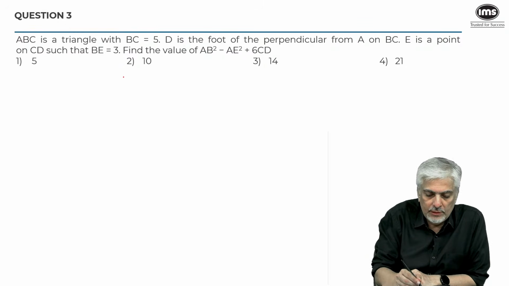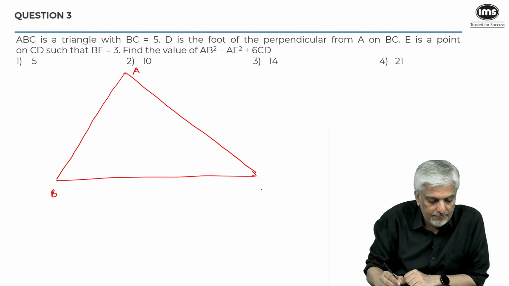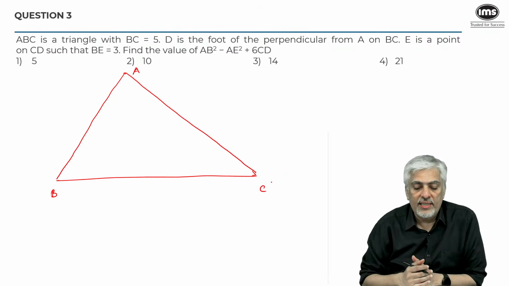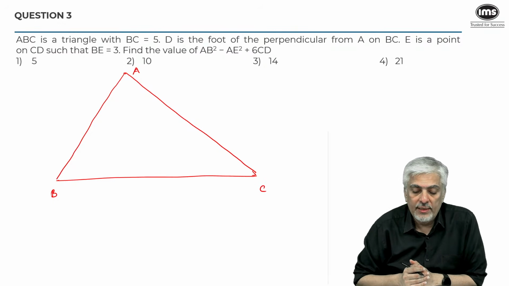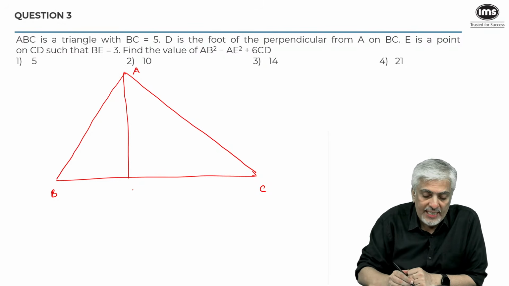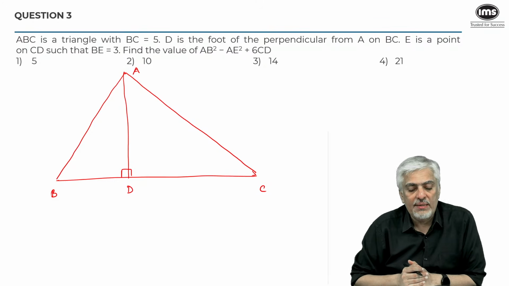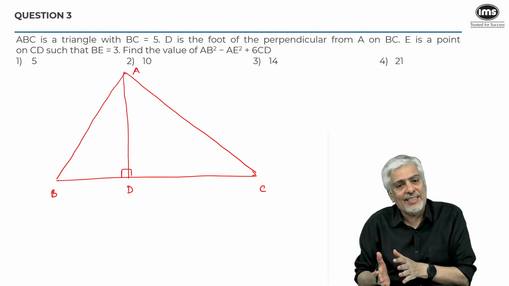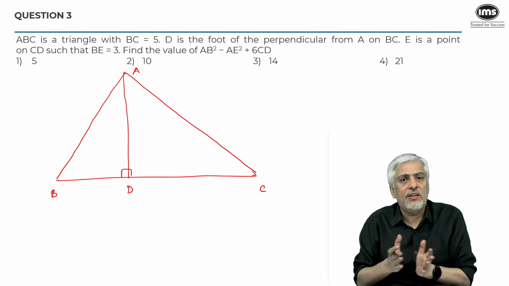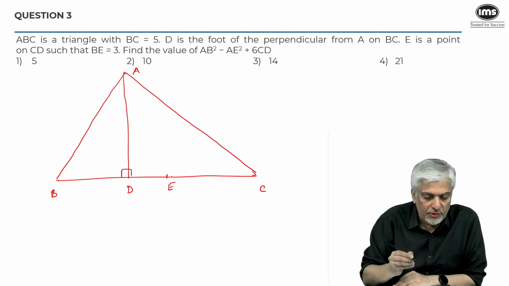So let's first draw the triangle. There's a triangle ABC where BC is 5. D is the foot of the perpendicular from A on BC. So AD is perpendicular to BC. E is a point on CD such that BE is 3. Now E could be on the right hand side of D or on the left hand side of it, it doesn't matter. That will not change your question. So let's assume E is over here first.